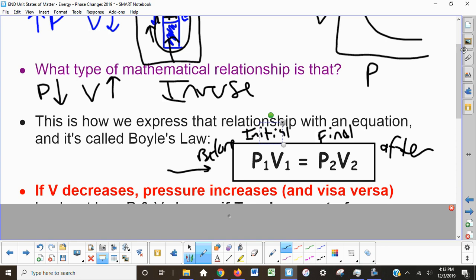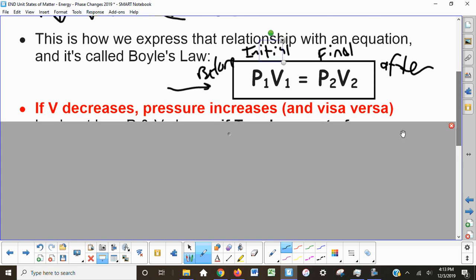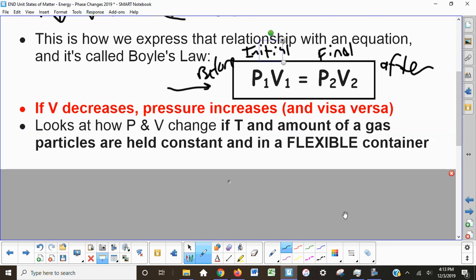And I already said this: if volume decreases, pressure increases, and vice versa. Conceptually, it is important to know that this just looks at pressure and volume change, but you have to hold temperature the same. Notice in that 2-liter bottle, we didn't change the temperature. The temperature of the gas was the same throughout. And also, you have to have a flexible container, since volume is one of the variables that you are studying. So temperature can't change, because otherwise it would be in this equation, and the container has to be flexible.